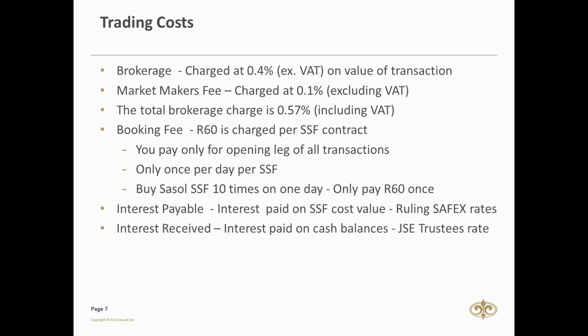My brokerage on that is 133 Rand 24. VAT on my brokerage is 14%, which is 18.65. Market maker's commission, 33 Rand. So together, my total cost is 249 Rand. As a percentage of my exposure, that is 0.75%, and that's on the opening leg of the transaction. You can see why it's so cheap and why it's so attractive to a lot of private investors. So that's just the value of the transaction.